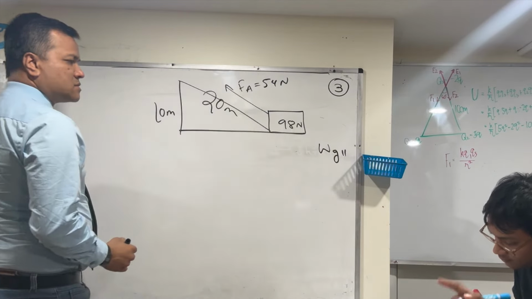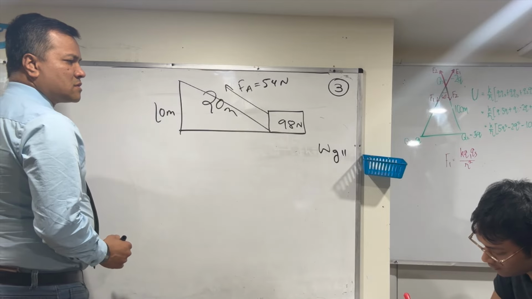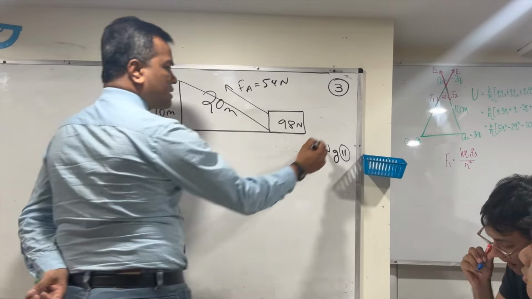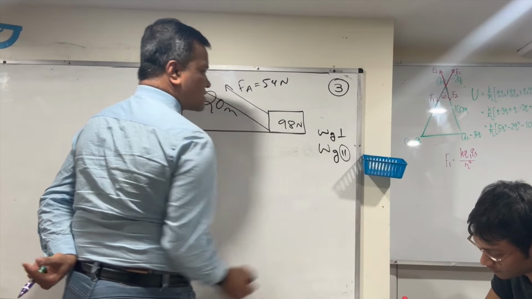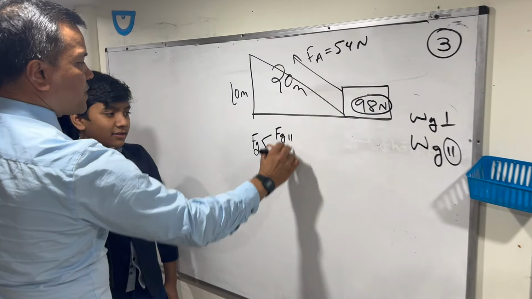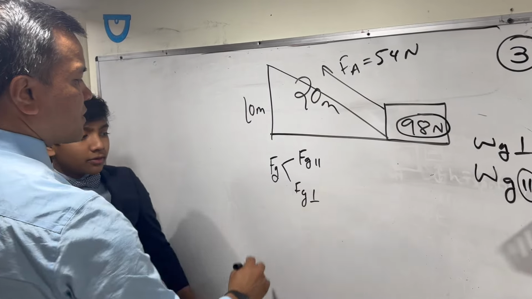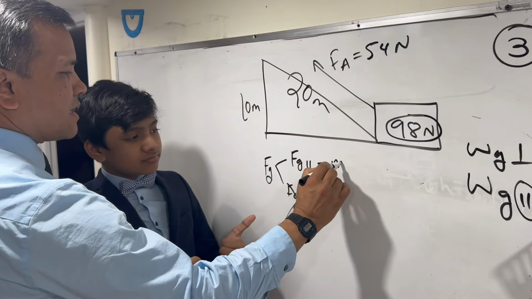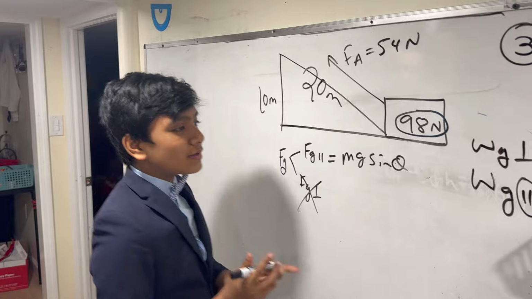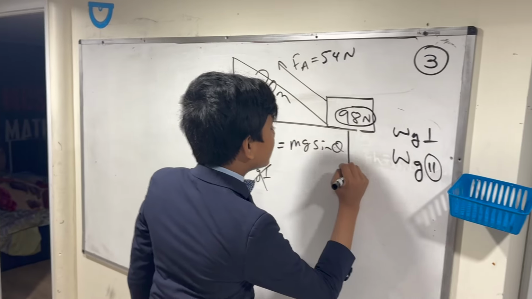Work done by gravity, because only the parallel component does the work. This component doesn't do the work. Can I say something? Yeah, sure. Two components, Fg parallel and Fg perpendicular. The perpendicular one does no work. This one is mg sine theta. Because the total Fg is in this direction.